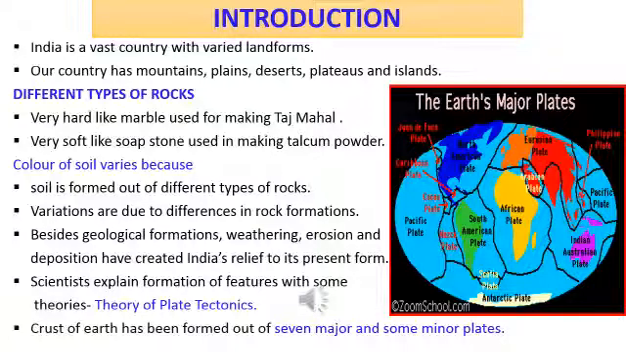Besides geological formations, a number of processes such as weathering, erosion, and deposition have created and modified the relief to its present form. Earth scientists explain the formation of physical features with the help of some theories based on certain evidences. One such theory is the theory of plate tectonics. According to this theory, the crust, meaning the upper part of the earth, has been formed out of 7 major and some minor plates.